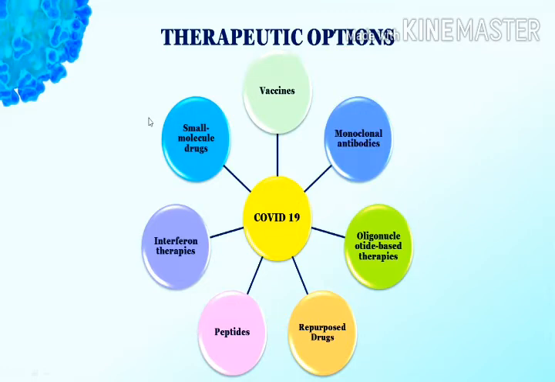Now another one is oligonucleotide-based therapies. Yes, oligonucleotide-based therapies are also emerging as a very promising therapeutic option, but that will also take a lot of time, because you have to identify those oligonucleotides, then go through in vitro work, animal models, clinical trials, and different regulatory checks of the FDA, and finally it will get approved. So all this is a time consuming process.